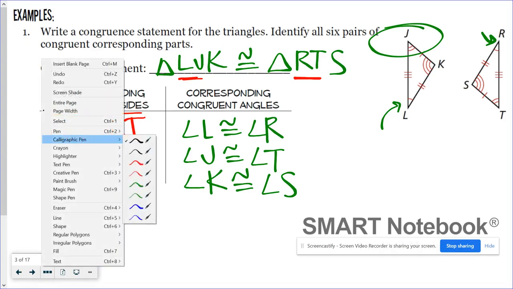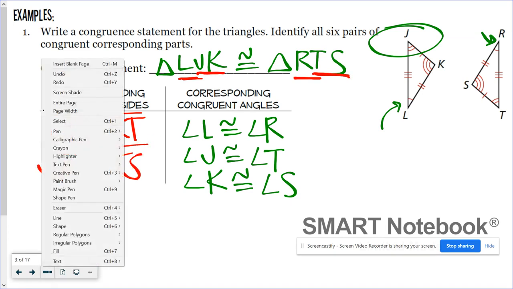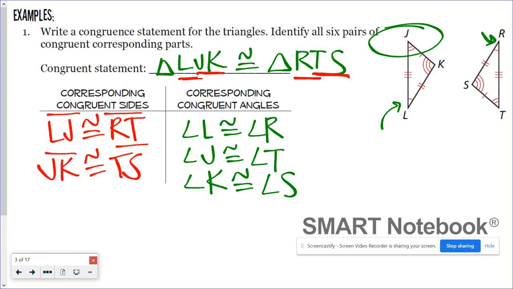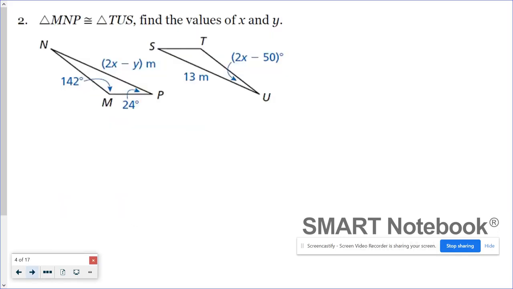Another pair of corresponding congruent sides, I can go, let's write again, JK and TS. And then if I went with LK, I'd go with RS over here. So once again, the congruent statement really allows me to keep everything in the proper order. I can also use the congruent statement to help me in problems like this one.